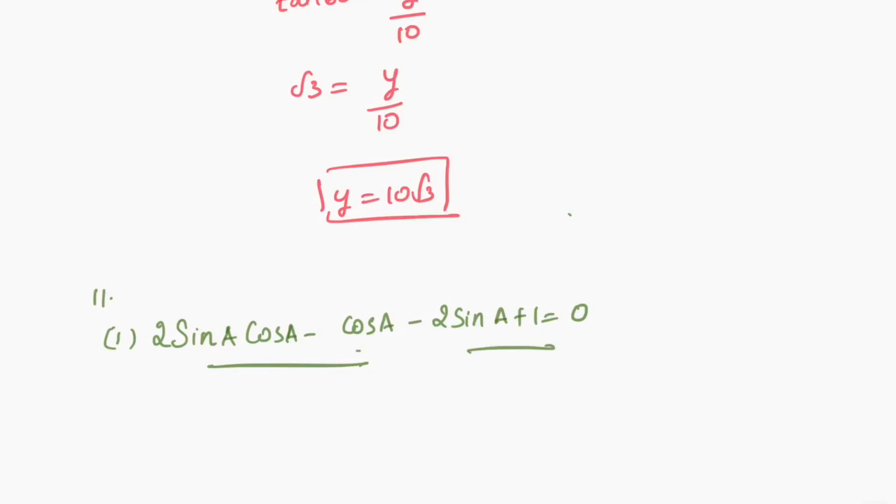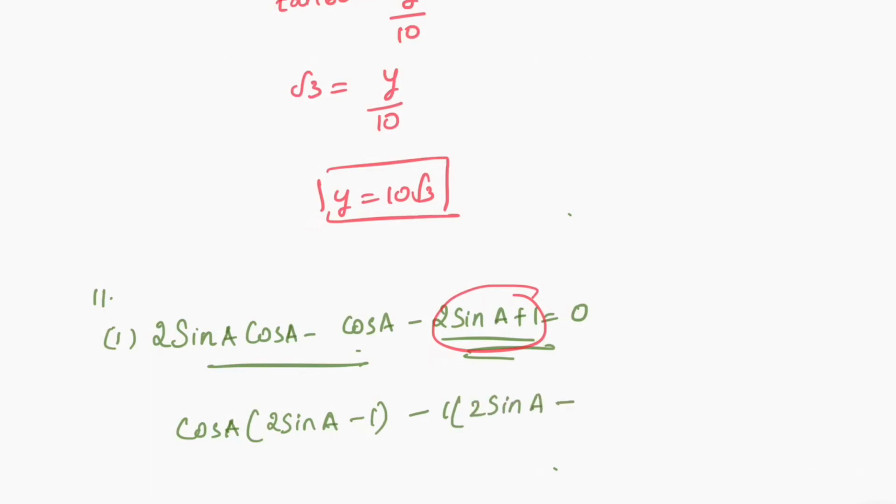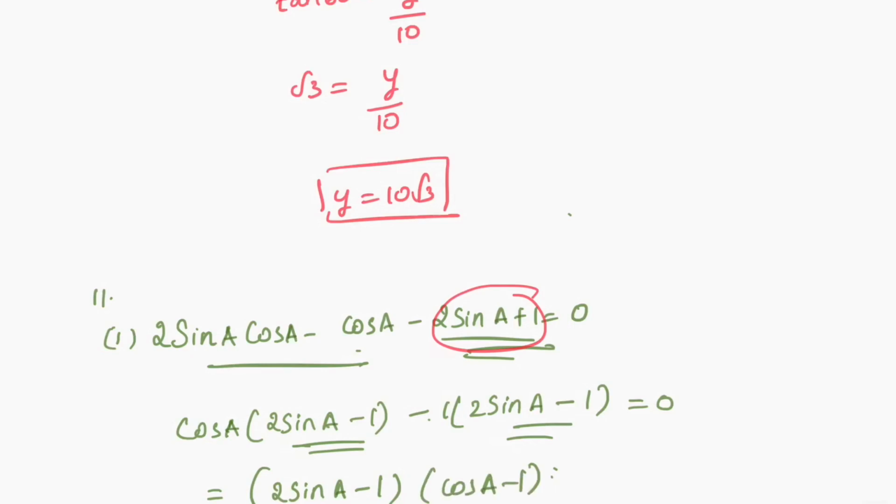If I take from this 2, I can take out cos A into, what is left out here? 2 sin A minus 1 minus. Here I'll take out 1. Nothing is common, right? Can you find anything common here? Nothing. So only 1 is common. So I'll take it as 1 into 2 sin A. Again it becomes minus because we put a bracket here, minus 1, equal to 0. What is common here now? 2 sin A is common both places. 2 sin A minus 1 into cos A minus 1 equal to 0.